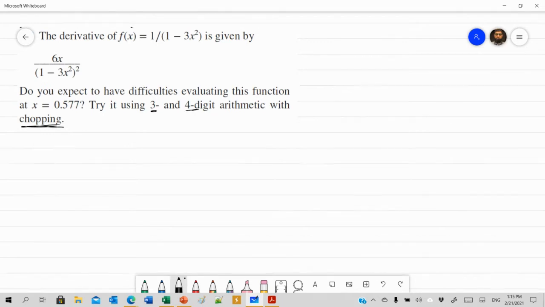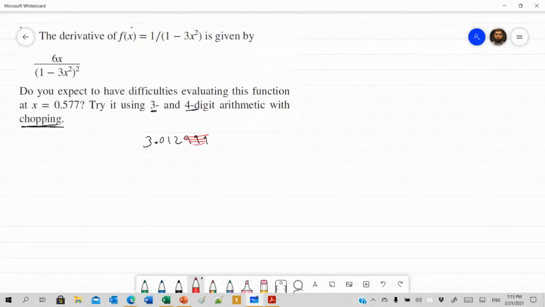Instead of rounding off, computers chop off numbers. So let's say if you are using 3 digit chopping off, then 3.012999, if you are, let's say, rounding it off to 3 decimal places, it just comes and chops off these numbers. It's not going to make it 3.013. No, it keeps it as 3.012, just cuts off these numbers.